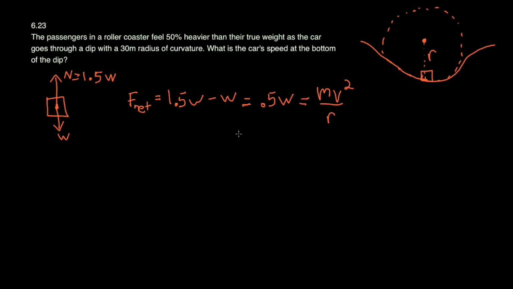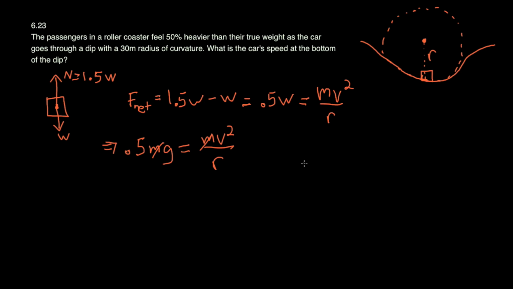So 0.5 W can also be written as, let me rewrite it down here, 0.5 times mass times gravity, right? That's all weight is, just the mass times the gravity. And this is going to be equal to mv squared over r still. And then our masses cancel out. And so we're just left with 0.5 g is equal to v squared over r, but we're trying to solve for the car's speed at the bottom of the dip.